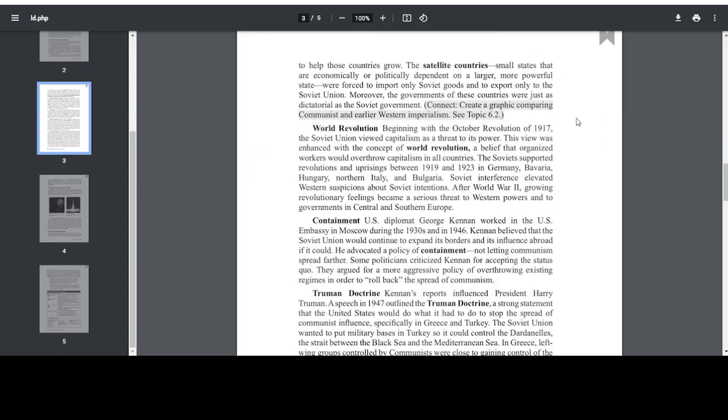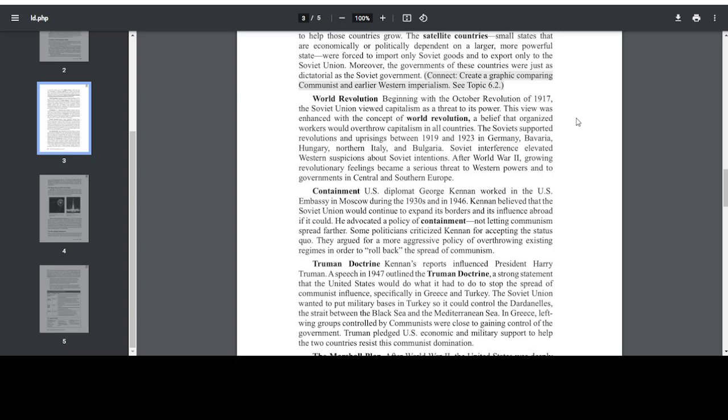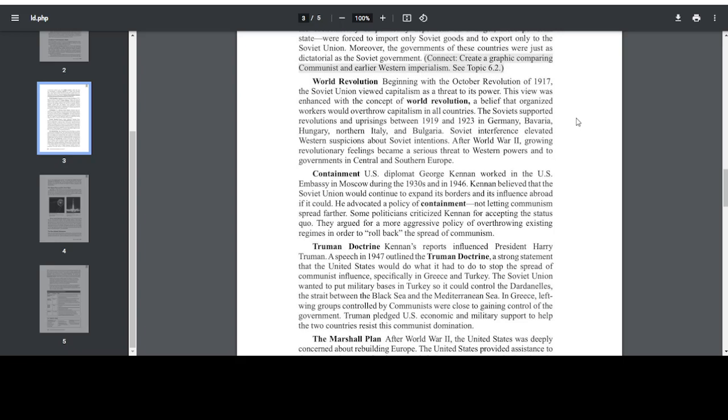The satellite countries, small states that are economically or politically dependent on a larger, more powerful state, were forced to import only Soviet goods and to export only to the Soviet Union. Moreover, the governments of these countries were just as dictatorial as the Soviet government.